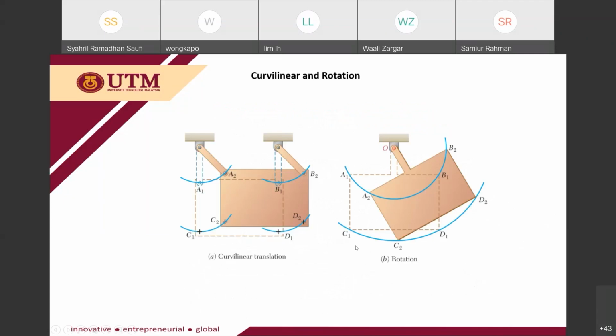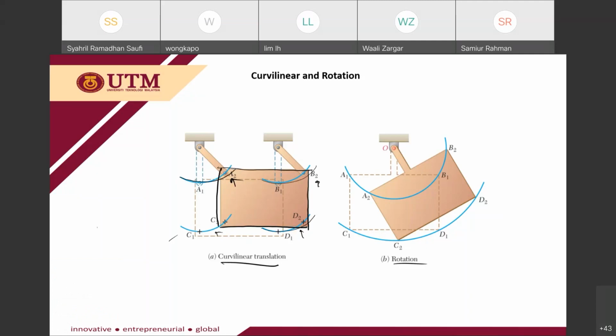Okay, so this is the difference between curvilinear translation and rotation. In figure A, you have a curvilinear translation; figure B is rotation. We focus only on this plate, A, B, C, D. In this case, points A, B, C, and D move on parallel paths. This is the path of point A, the path of point C, and the path of points B and D.